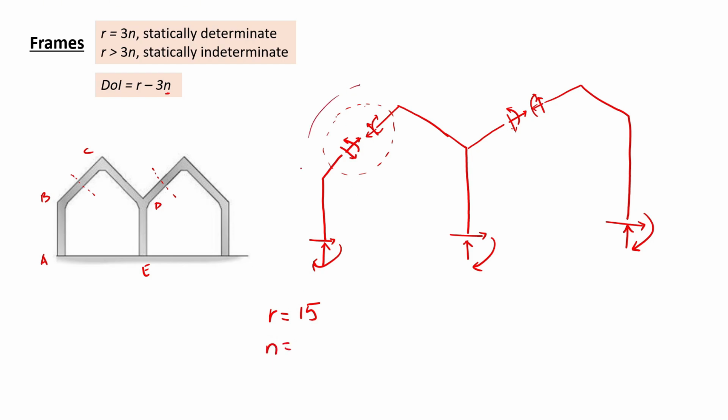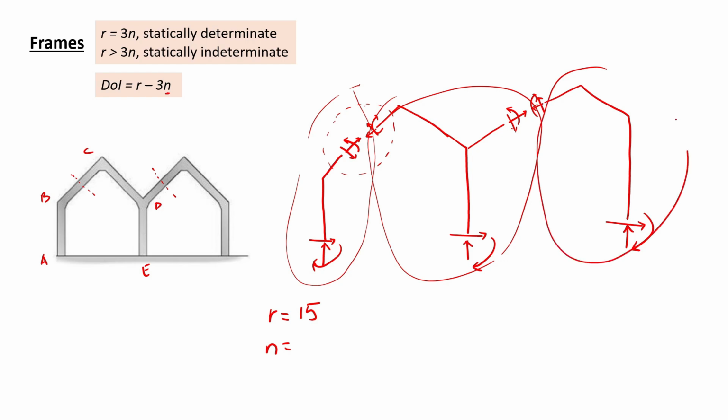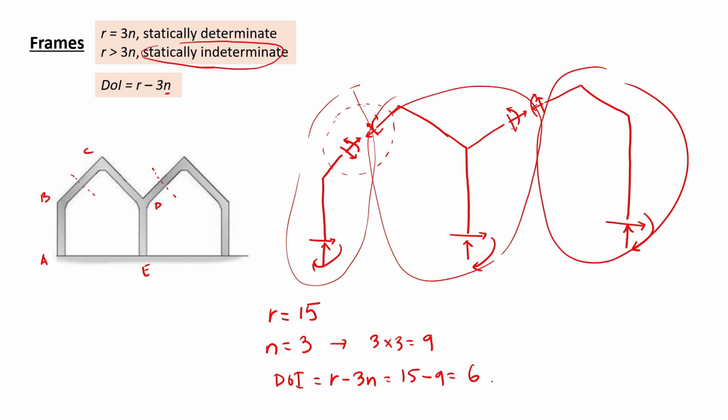There's 3 free body sections, 1, 2, and then 3. So n would be equal to 3. Therefore each free body section would have 3 equations of equilibrium. So 3 times 3 is equal to 9. And degree of indeterminacy for this structure would be r minus 3n, which is equal to 15 minus 9. So this structure is statically indeterminate to 6 degrees.